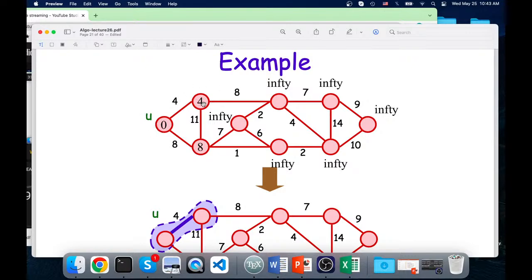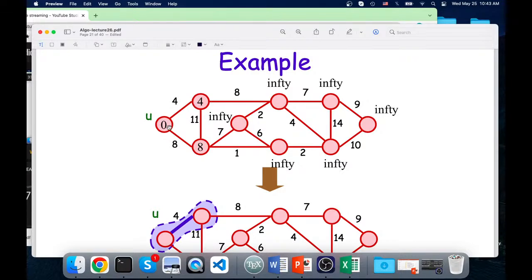Now, this is the one with the smallest weight, so we choose this edge. By picking this edge, we know that this is 4, so we can now explore the edges connecting to this one. This one is already done, included. This one is not done, but this is 4.